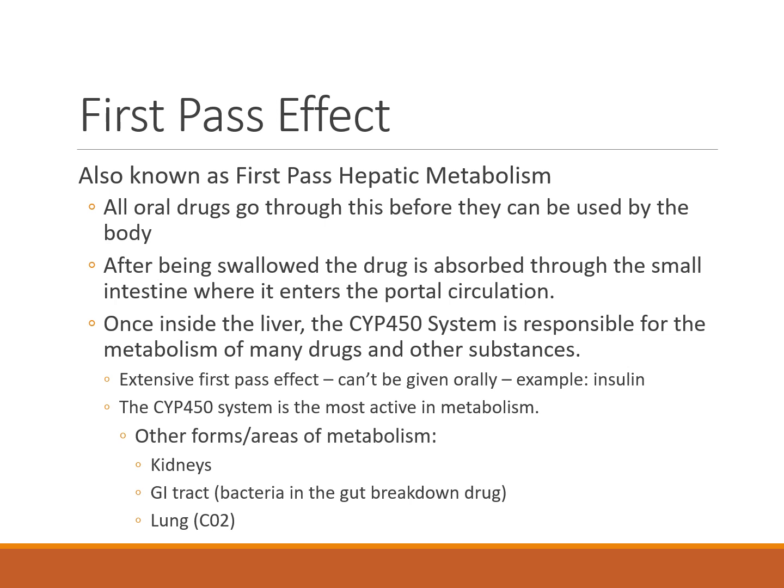The CYP450 system is the most active in metabolism. There are other areas where metabolism occurs: in the kidneys, in the GI tract. There's bacteria in the gut that breaks down drugs, and in the lungs, carbon dioxide can also break down drugs.